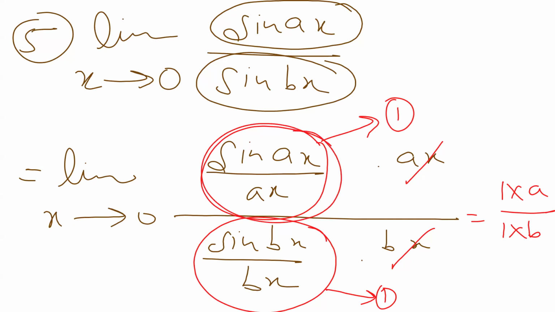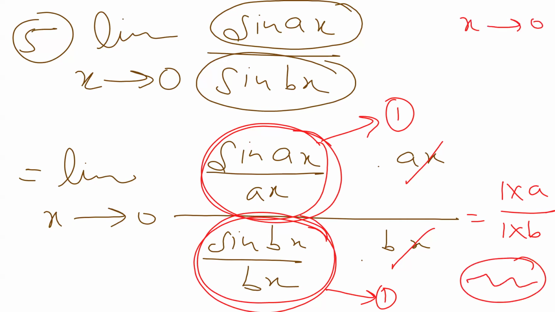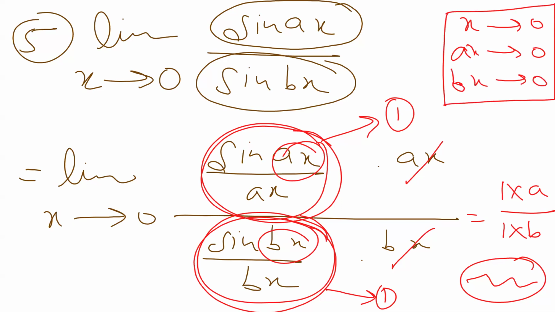Here we have applied the formula. And you're going to write x approaches 0 over here at the end of the answer. Answer is a by b. If x approaches 0, ax and bx also approach 0.